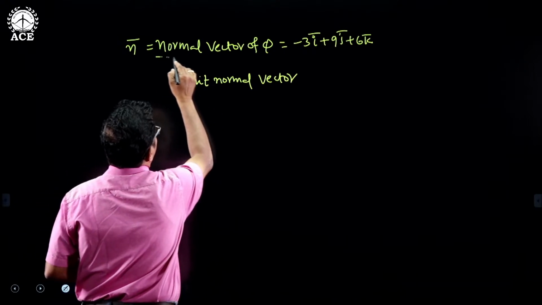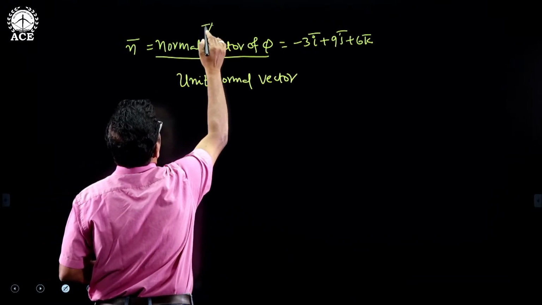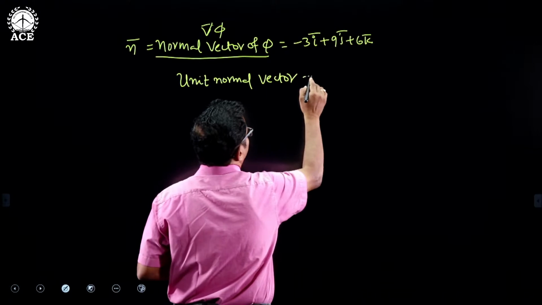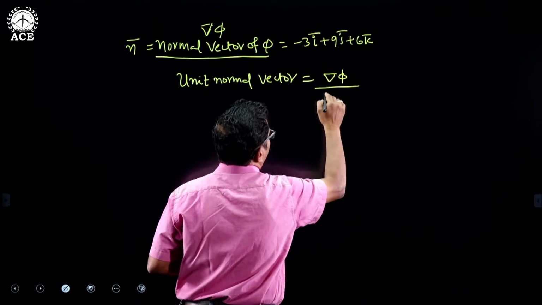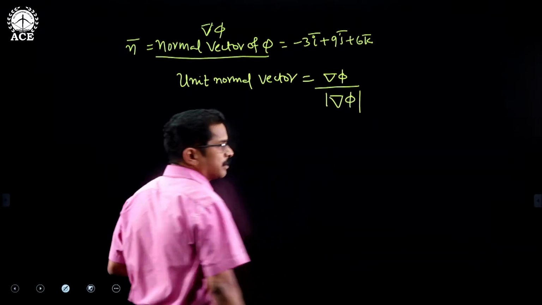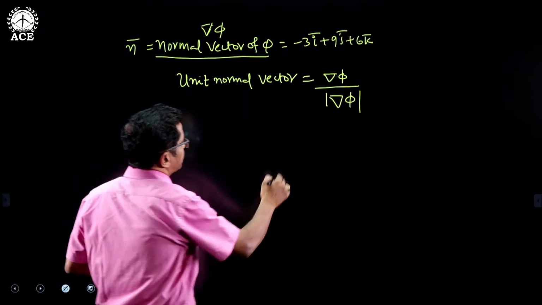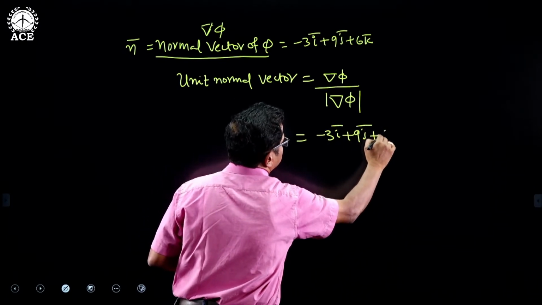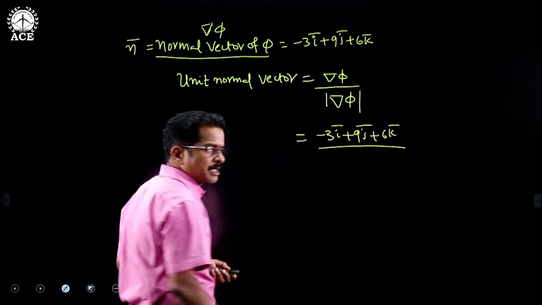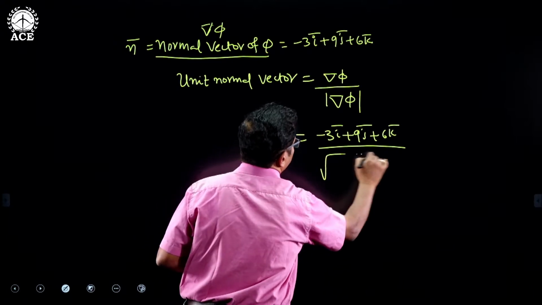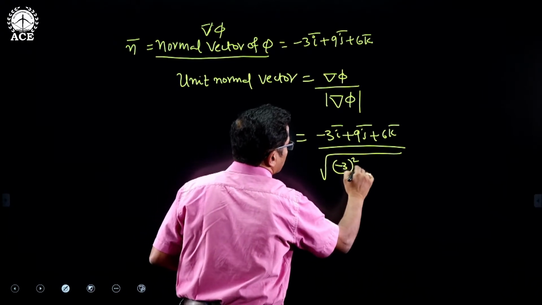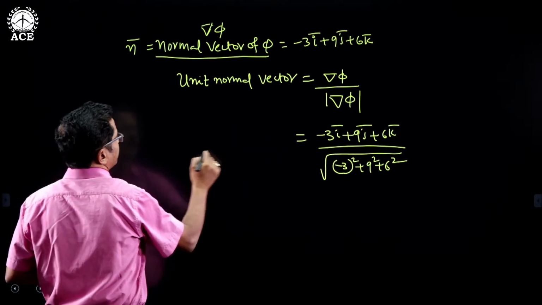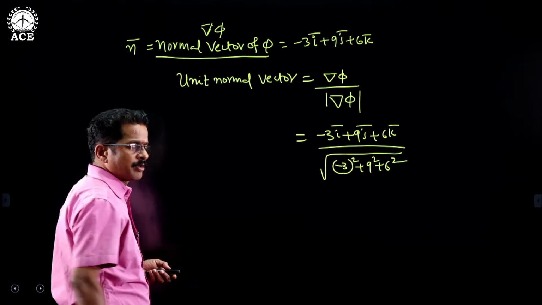So we can also write the normal vector of phi as del phi. So del phi is equal to that. The unit normal vector equals del phi by modulus of del phi, which is equal to minus 3i bar plus 9j bar plus 6k bar by the modulus of del phi, that is, root of minus 3 whole square plus 9 square plus 6 square.